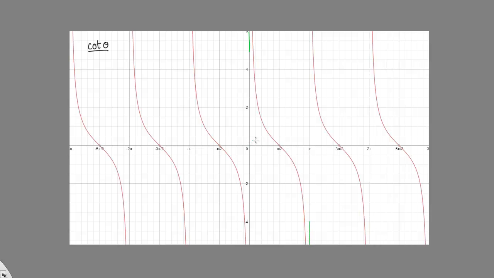And this is the fundamental graph here, and everything else is just a copy. So you take this copy of the graph here and just copy it here and then here and on the negative side. So you're just taking this copy from 0 to pi and pasting it. So that is all about cotangent theta or cot theta.